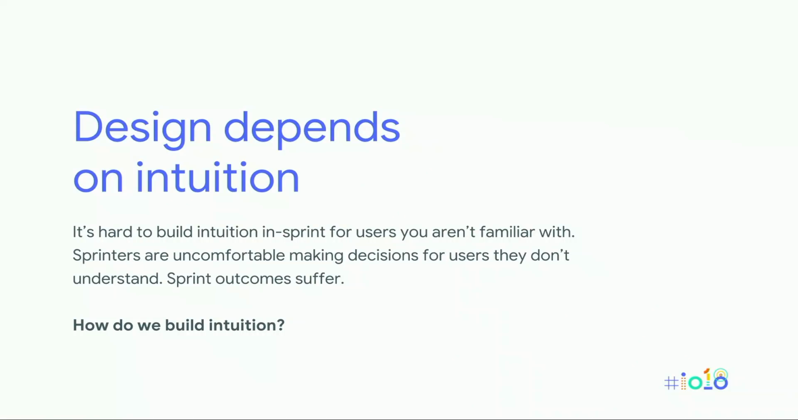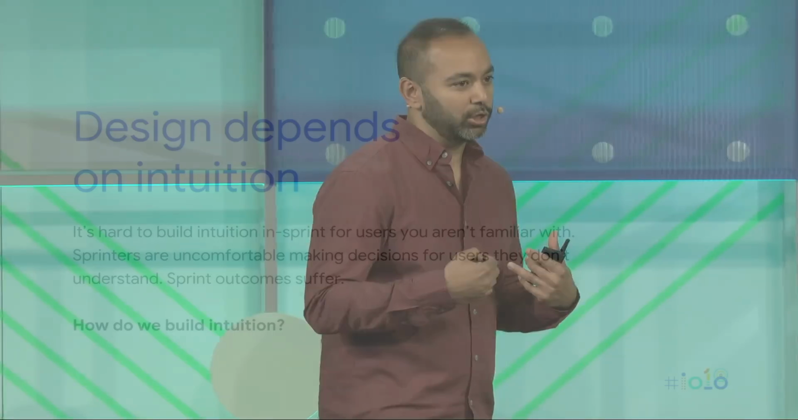So what happens in the context of a sprint? All of this gets amplified. In a sprint, you're time-boxed, so you're doing things really fast. It's a high-pressure situation. It's not just you, but probably you and a bunch of sprinters who are all in the same boat as you. You don't understand your user really well.